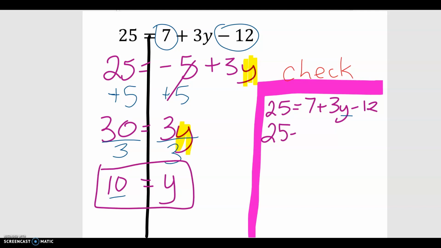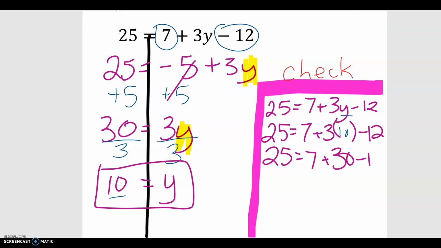So that gives us 25 is equal to 7 plus 3 times, instead of y, this is where I'm going to put in my 10, and minus 12. So now we use my order of operations to add and subtract and multiply everything on the right side. So first thing in here is going to be multiplying. Oops. Let's try that again, since I put the wrong symbol in. So I'm not messing with the 7 yet. 3 times 10 gives us 30.